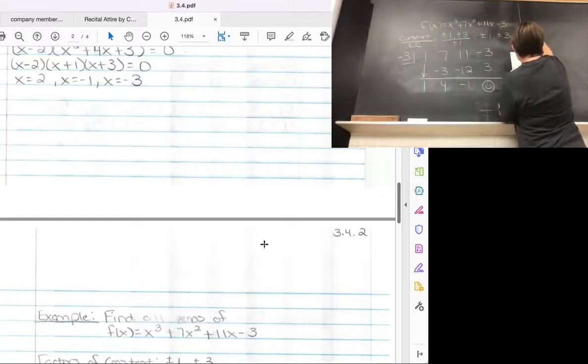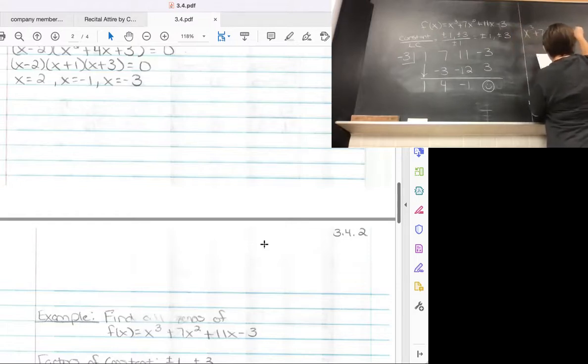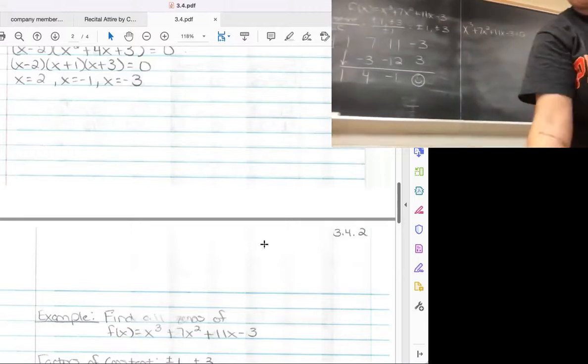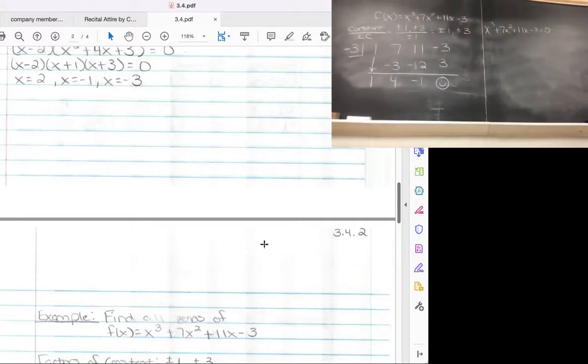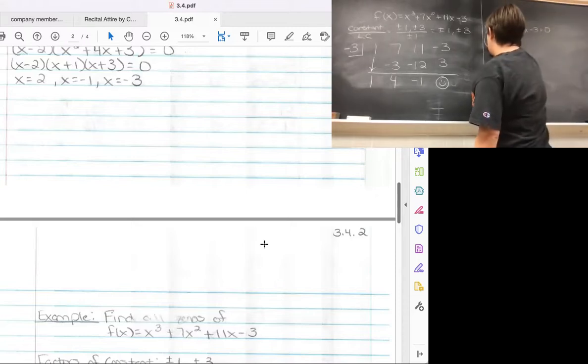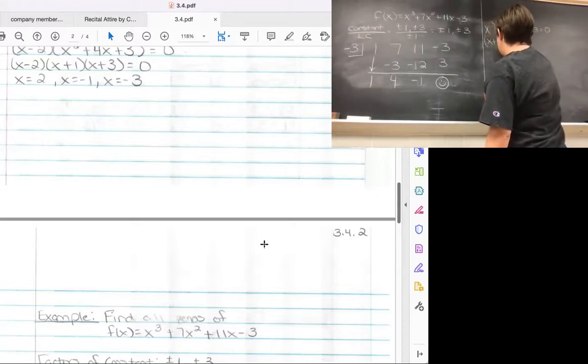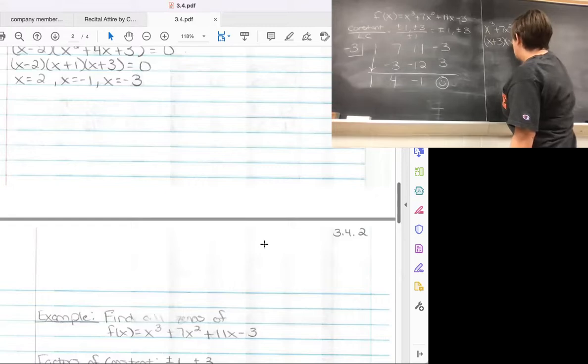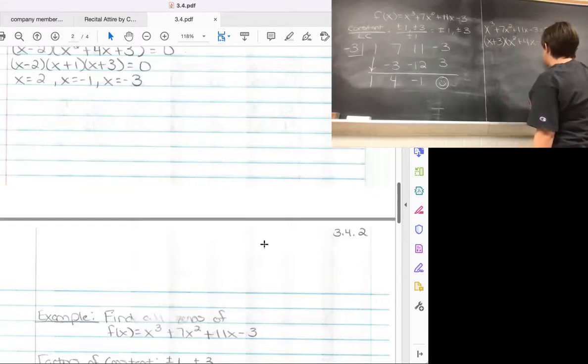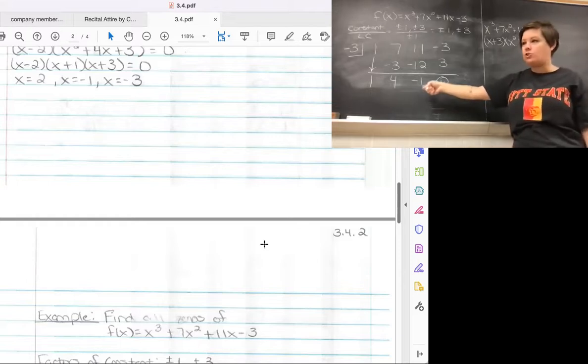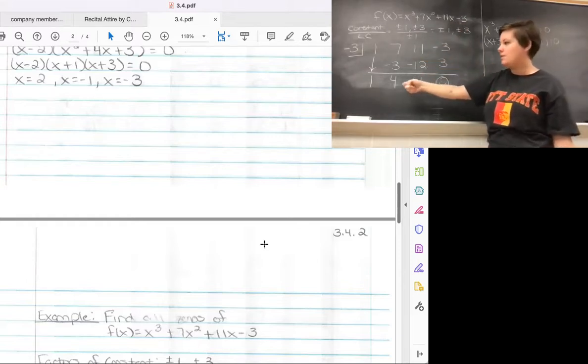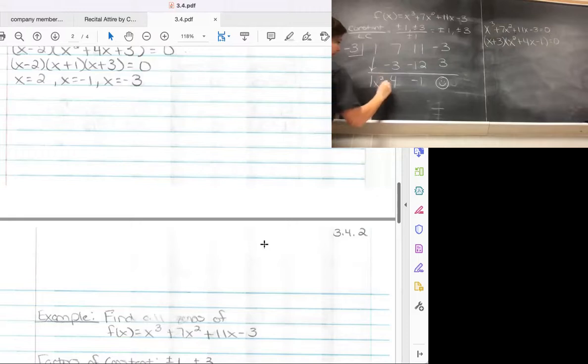So we started with x to the third plus 7x squared plus 11x minus 3 equals 0. There you go. We found that negative 3 was a solution, which means x plus 3 is a factor. And our other factor is x squared plus 4x minus 1 equals 0. We know that because this is the coefficient. We started with x to the third divided by x. So then we put x squared, x, and then that's our constant.